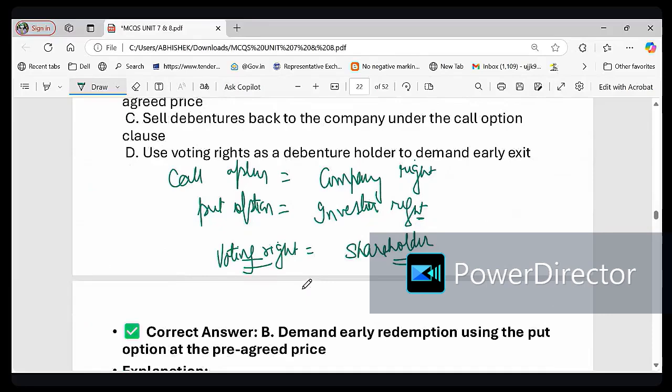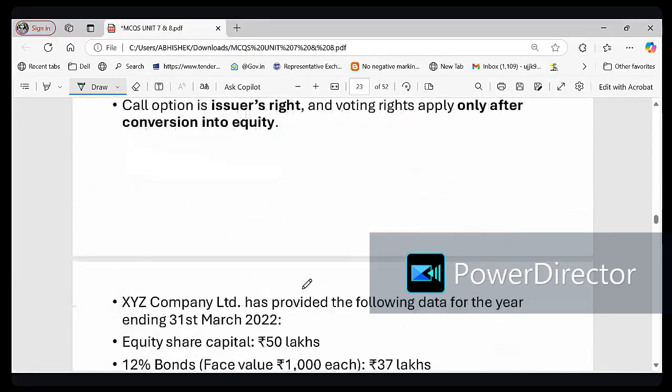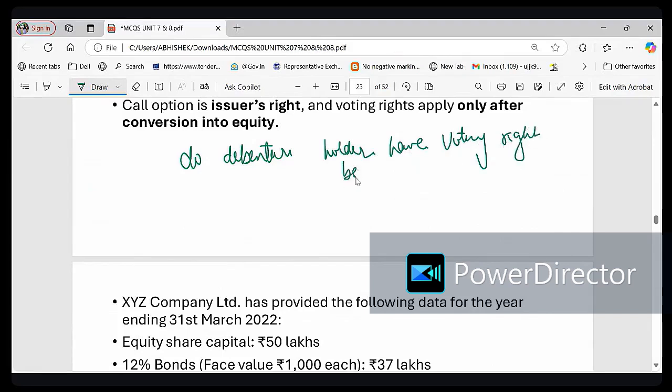So please tell me, do debenture holders have voting right before conversion? Please answer. Yes or no? What do you think? Just answer it fast. Do debenture holders have voting right before conversion?